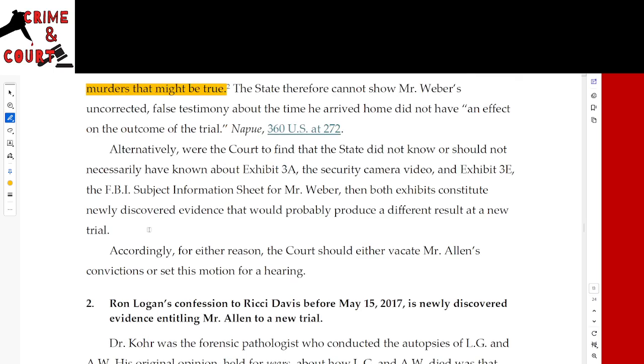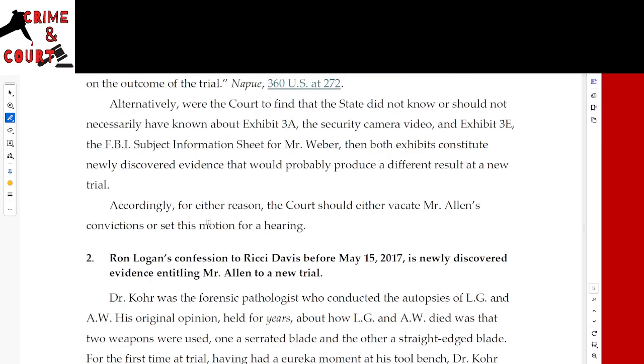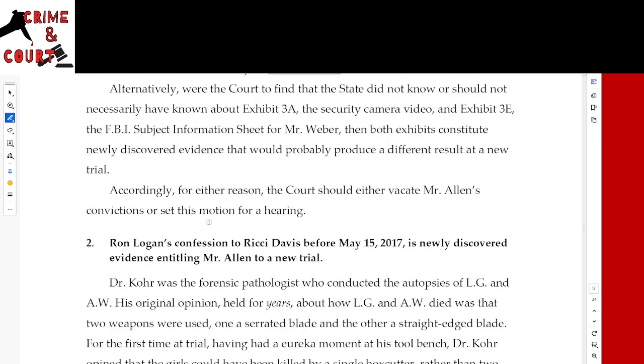So alternatively, the state therefore cannot show Mr. Weber's uncorrected false testimony about the time he arrived home did not have an effect. Hold on, let me start that sentence over. That really confused me. The state therefore cannot show Mr. Weber's uncorrected false testimony about the time he arrived home did not have an effect on the outcome of the trial. Okay, I don't know. That's bad grammar there. Whatever. I read it as is, and that wasn't me.